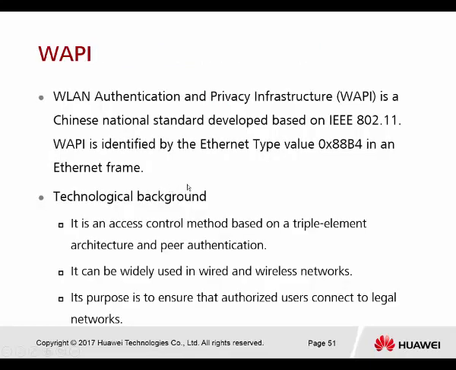Then the last one is WAPI, the WLAN Authentication and Privacy Infrastructure. This is the Chinese national standard developed based on IEEE 802.11. This is the Ethernet type value for WAPI, 88B4 in an Ethernet frame. The background is an access control method based on the triple-element architecture and peer authentication. So it can be widely used in wired and wireless networks. Its purpose is to ensure that authorized users connect to the legal network.